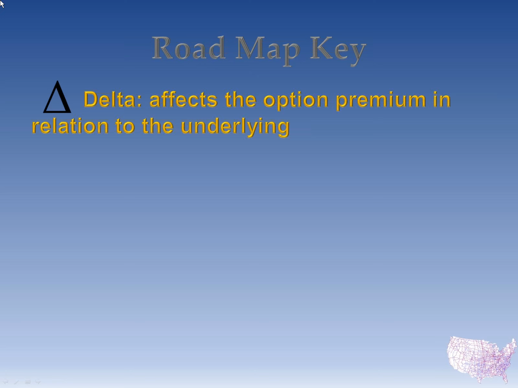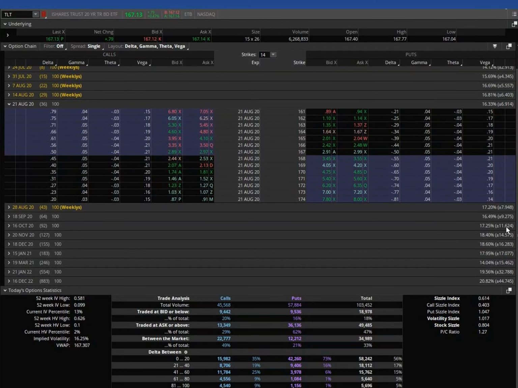Delta. The number on delta tells us how it's going to affect our overall premium for a $1 move higher in the underlying, okay? So all of these are assumed one move forward or one move higher, okay? And we'll talk about the negative aspect of those as well. But delta tells us what happens to the options premium on a $1 move.